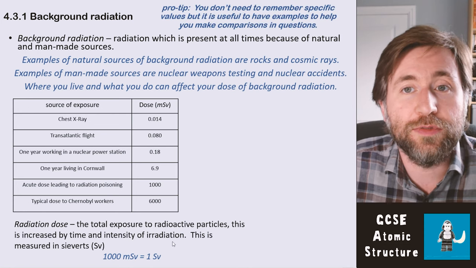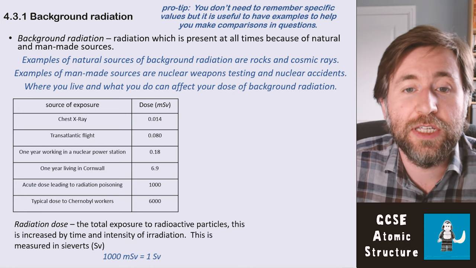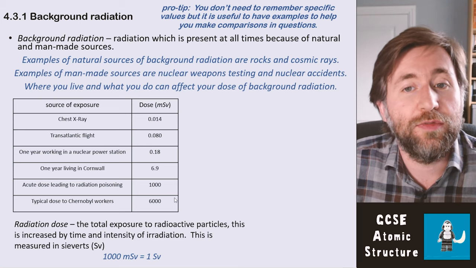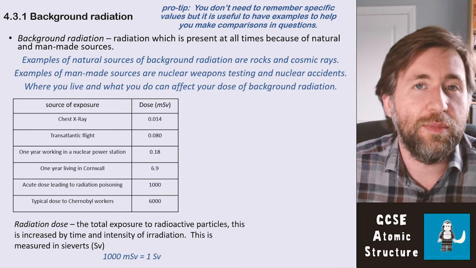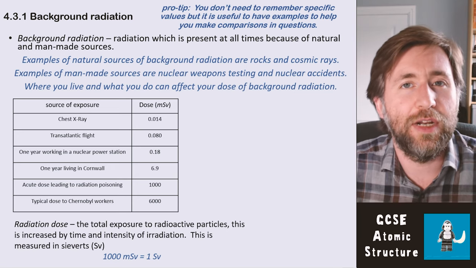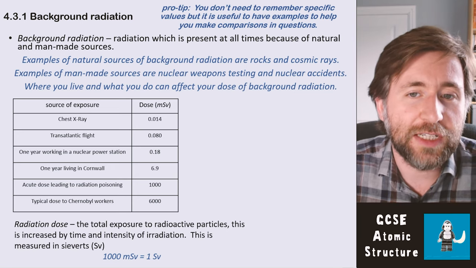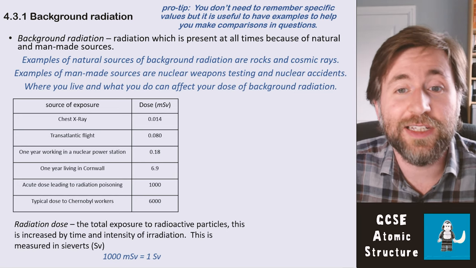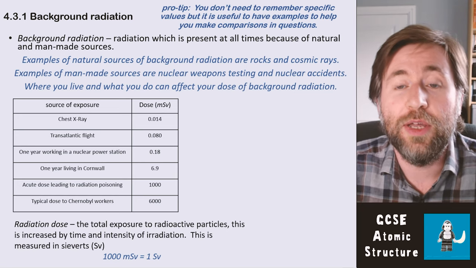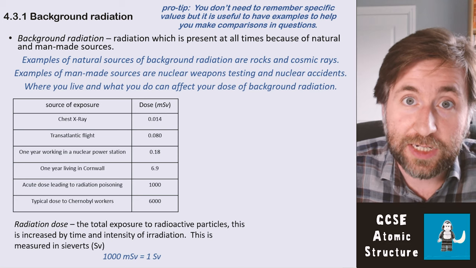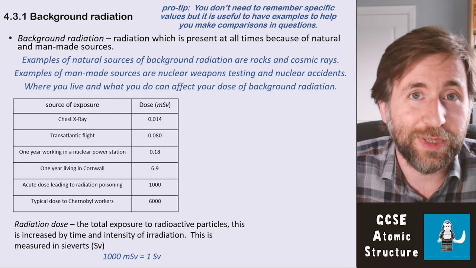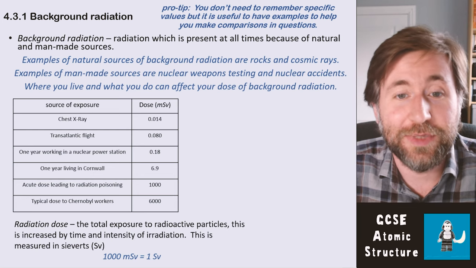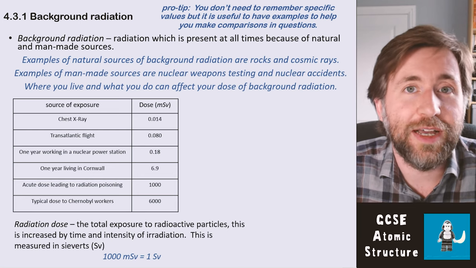Here are some examples of some common background radiation sources. You don't need to remember specific values of the doses from these, but you do need to use those values to make comparisons. So it might be helpful to have some idea of relative dose numbers. A chest X-ray is the most common form of X-ray, and that gives you a dose of 0.014 millisieverts. But a transatlantic flight, just going in an airplane across the Atlantic, going to America on your holidays maybe, is 0.08 millisieverts. So that's a lot larger than having a chest X-ray.